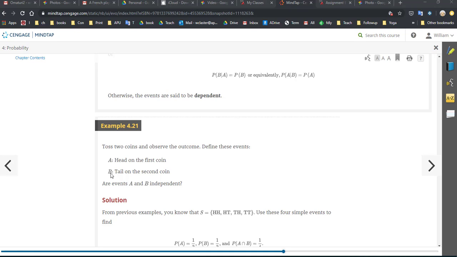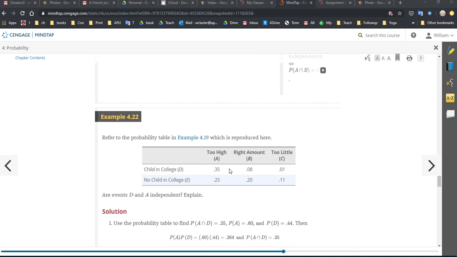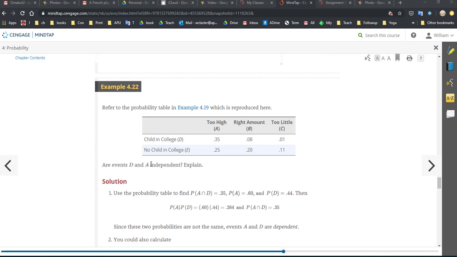I'll let you read through this yourself. You can also go through this one and refer to these. This is a child in college, no child in college, too high. I think we talked about this in class. Are events D and A independent? So D is child in college. Is that independent of the event of thinking that the price is too high?